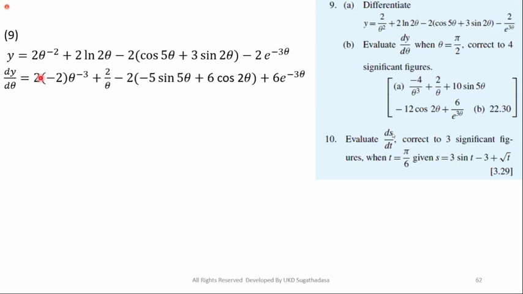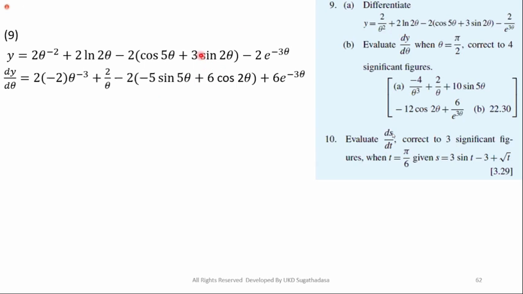2 times e to the power minus 2 t to the power minus 3, n becomes n minus 1. Then you differentiate the 2, it is 2 here. ln 2 theta differentiation is 1 upon theta. Then you get 2 by theta. No problem up to this. Leave the 2 constant. Differentiate the inside function, the trigonometric function. Cos 5 theta gives minus 5 sin 5 theta.